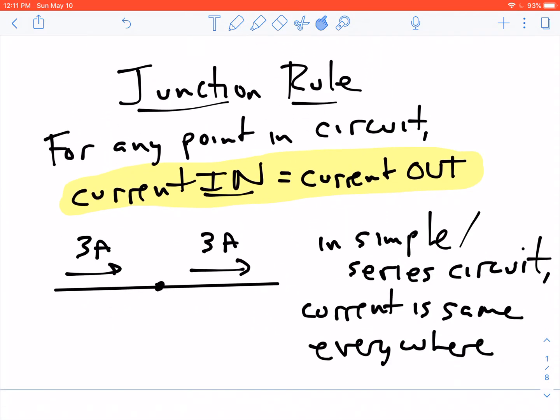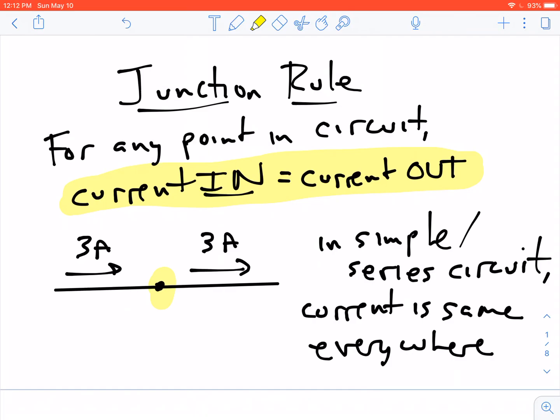In order to analyze this, we first need to talk about something called the junction rule. And this is a very simple rule that says for any point in the circuit, the current that goes into this point in the circuit is the same as the amount of current that goes out of the circuit. So for example, if we have this point over here, we could say if 3 amps goes into this point, then 3 amps has to go out.